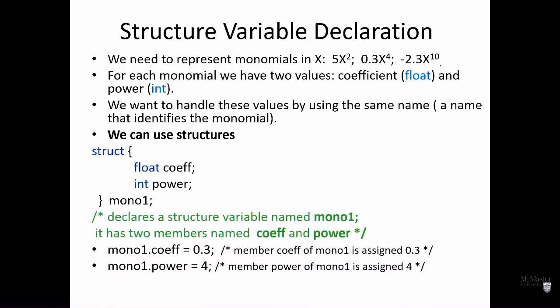And then later, if you want to assign values to these things, you access the elements of a structure using the dot operator. Good? So you'd say mono1.coefficient: mono1 is going to go to this entity in the memory, and coefficient is .coefficient, which is this element, and then you assign 0.3. Good?